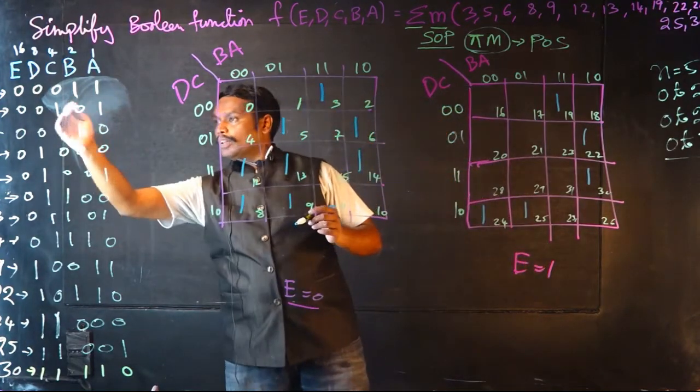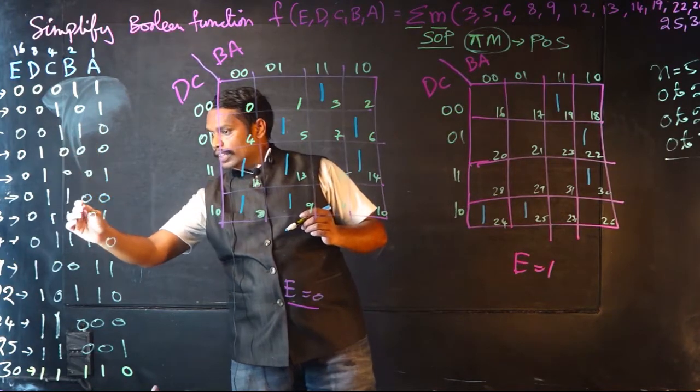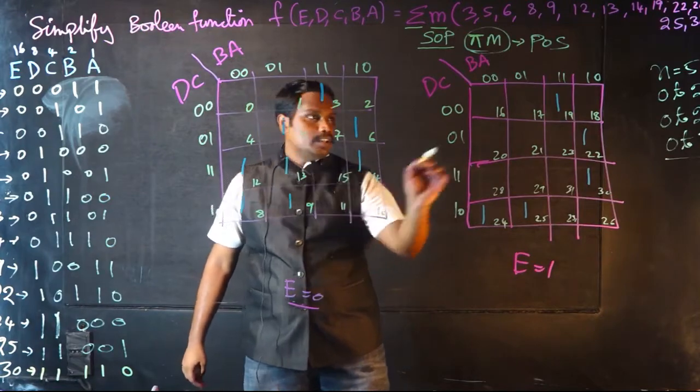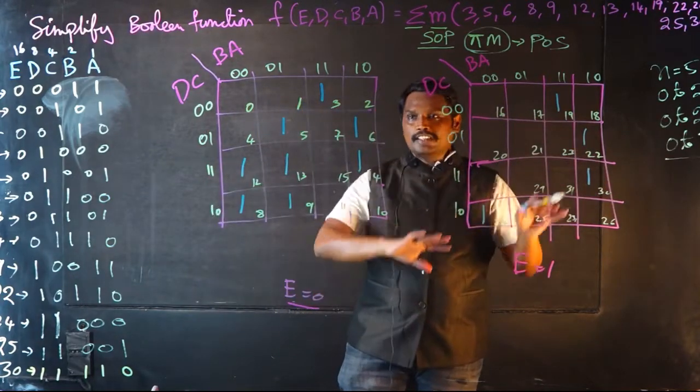Is this clear? 1, 2, 3, 4, 5, 6, 7, 8, 9, 10, 11, 12, 13. Okay, so 13 is completed, right?